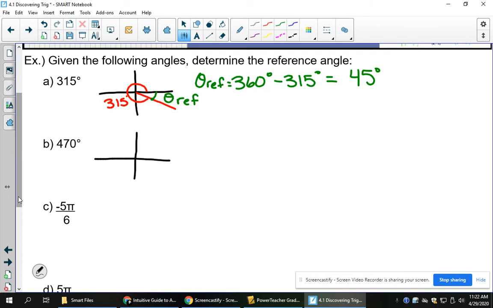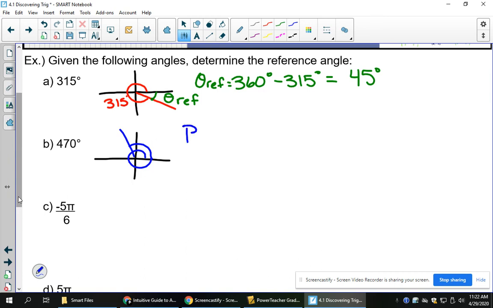Start with a sketch. Put your pencil on the positive x-axis and swoop around 470 degrees. Well, a full circle is 360, plus 90 is going to be 450, plus a little more is going to be 470. So that blue angle there is my full angle in standard position that I'm talking about.